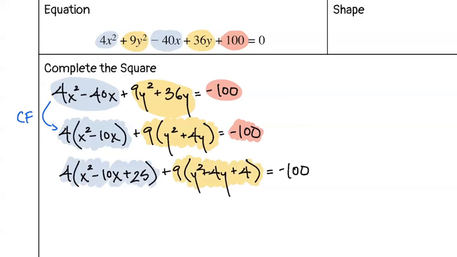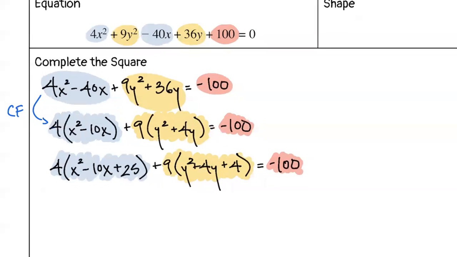But in creating these perfect squares, we accidentally unbalanced our equation. So we need to come back in and rebalance the equation. I didn't just add 25 here. How many 25s did I add? 4. I added 4 of them. Good. And how many 4s did I add? 9. Good. Beautiful. You have now balanced out your equation.